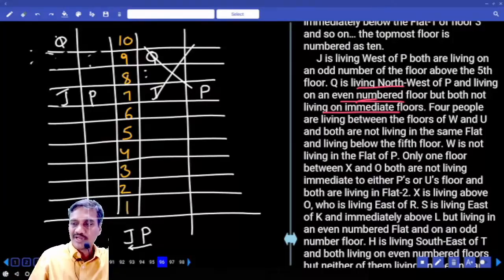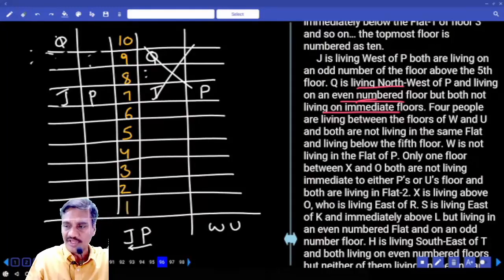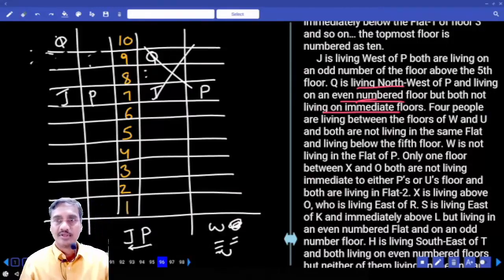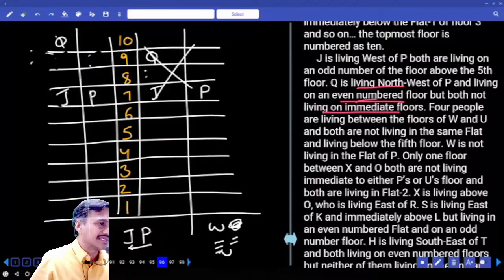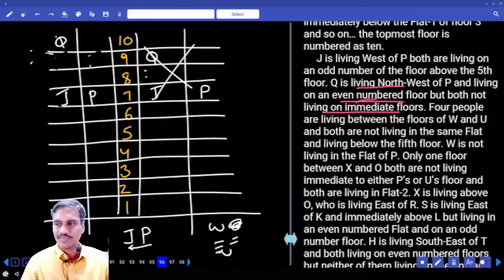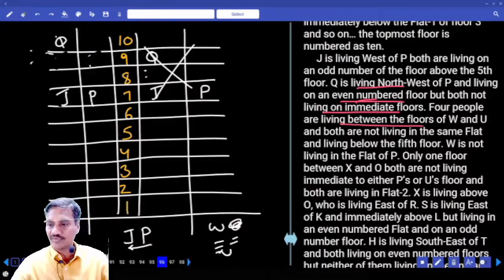And 4 people are living between the floors of W and U. Now in between W and U, how many people are there? There are 4. Now 4 people are in between W and U and both are not living in the same flat. That means there are 2 floors in between W and U. Ante kada? Because in each of these floors there are exactly 2 people, so 4 persons means there are 2 floors in between these 2.